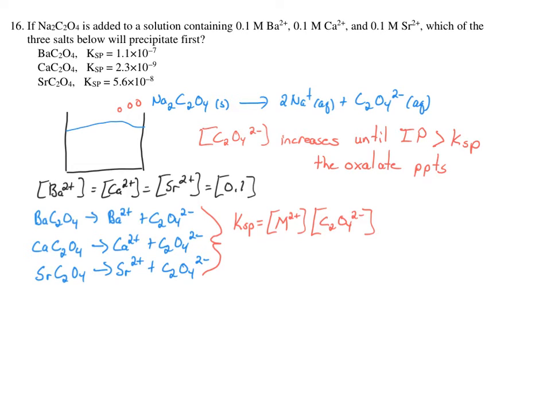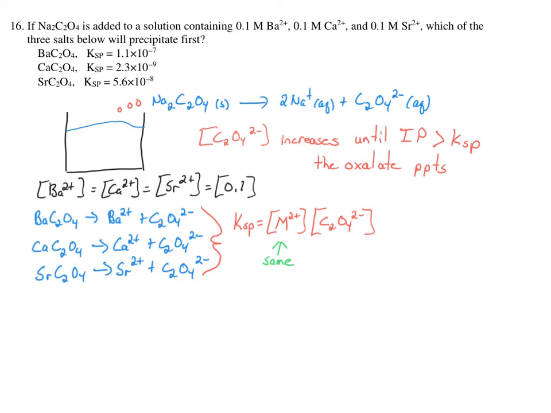Now we look at the dissociation reactions of each of these metal oxalates. We see them each are going to dissociate in the same manner. We have one metal cation and one oxalate anion. So when we look at the KSP value, we see that KSP is going to be equal to the concentration of that metal cation times the concentration of the oxalate.